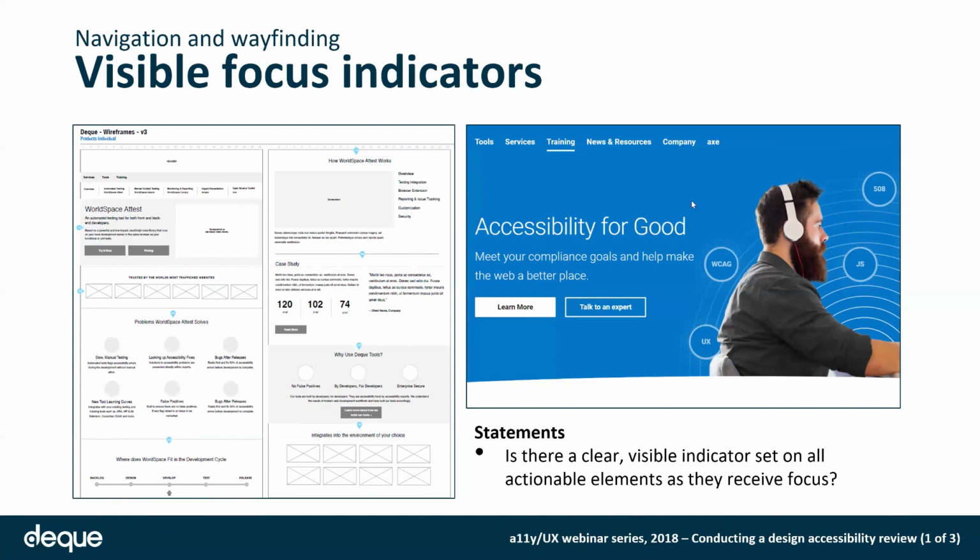So when we were going through these wireframes, we made sure that we have that particular state. As a result, this is on the right side of the slide, with the image where Training has a 2-pixel underline showing that that is the particular element in focus. So the question we need to ask ourselves here is: is there a clear visible indicator set on all actionable elements as they receive focus?